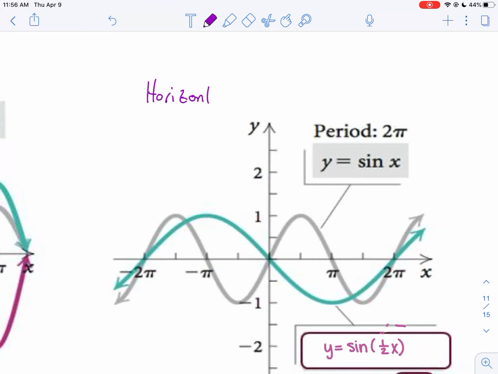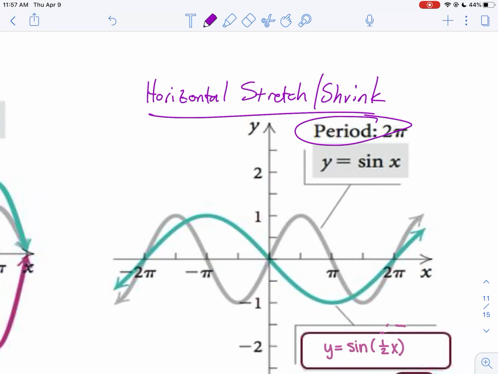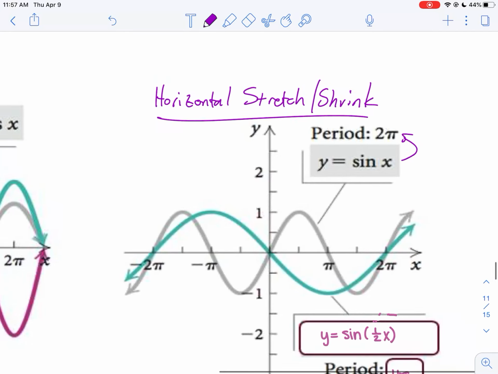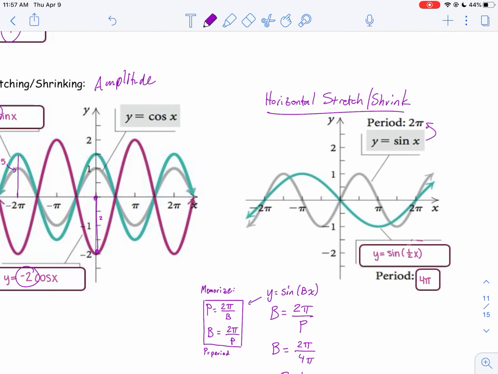The last one I'm going to call horizontal stretch, shrink. We've already done this briefly in previous sections with other functions. But with trig functions, we call it a period instead of a horizontal stretch and shrink. And so you can see here with y equals sine of x, the period is 2 pi.